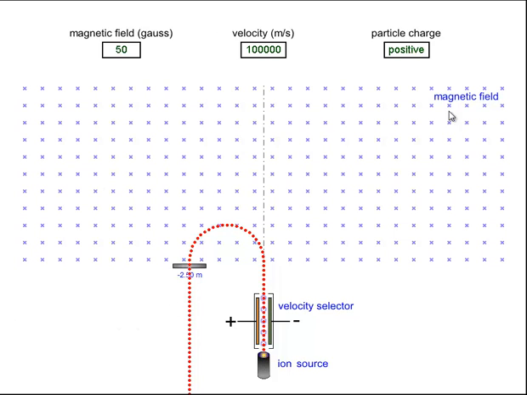Lastly, let's examine the effects of the value of the charge, whether or not it's positive or negative. If I change the charge to a negative charge, we would expect it just to reverse direction, and we see that it does.